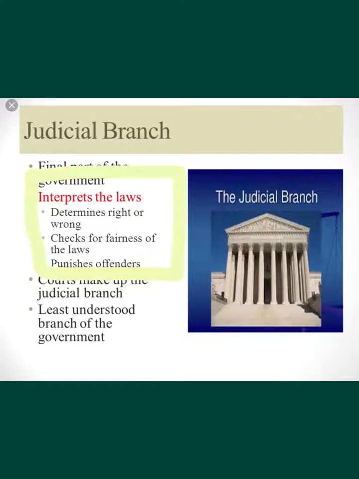The job of the judicial branch is to interpret the law. The Supreme Court gets to decide if a law is right or wrong, and if it's wrong, they can destroy the law. But the entire judicial branch, state courts, federal courts, they are constantly checking to make sure that the law is fair and that offenders are punished.